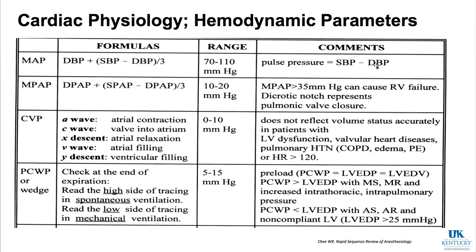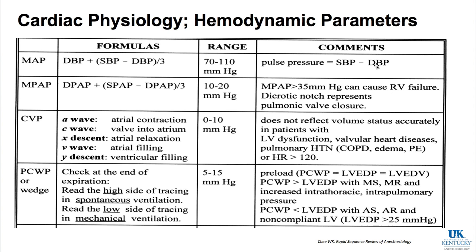When it gets very high, the right ventricle is pumping against a high resistance and the RV can fail. We looked at the CVP waveforms, the positive deflections of A, C, and V, and the descents of X and Y, and what forms those in a previous slide. The CVP is known to not reflect volume status accurately in many patients, and that's why fluid responsiveness tests like pulse pressure variation, stroke volume variation, etc. are used. But especially in patients with LV dysfunction, valvular heart disease, pulmonary hypertension, COPD, pulmonary edema, pulmonary emboli, or tachycardia.